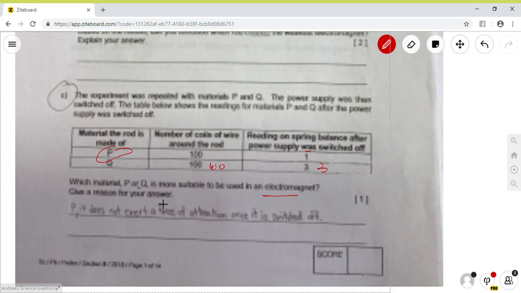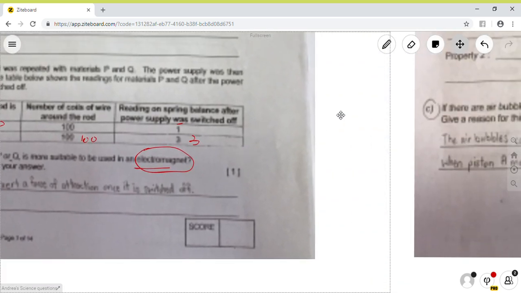Are you asking me why is it P? Yes, why is it P? Okay. Now you see here you want to use it as an electromagnet. What is the purpose of an electromagnet? For example, let me just show an example. This is a vehicle in those scrapyards, then you get an electromagnet.